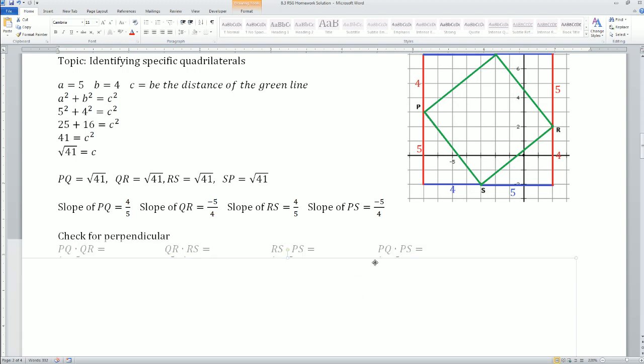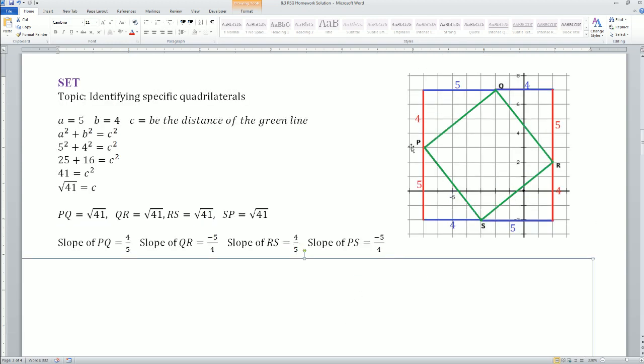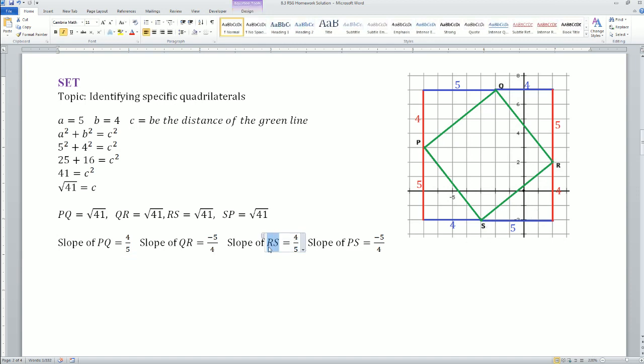Now I need to find the slopes. So I got the slope for each one of these. This is change of y over change of x. So PQ is 4 over 5. QR is negative 5 over 4. RS, so this is RS or SR. You read it from left to right, which is 4 over 5. Okay, I can make this SR if that makes you feel better. PS is negative 5 over 4, because this is a negative slope, positive slope, negative slope here, positive slope here.